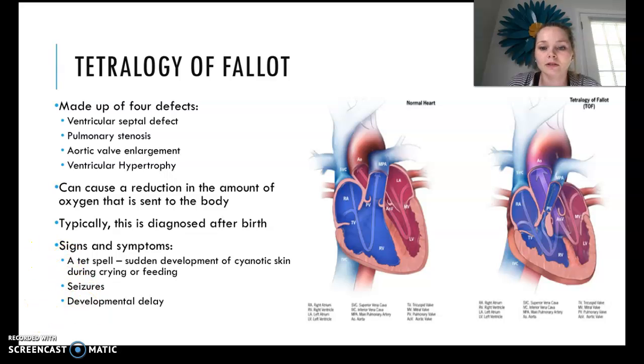Seizures and developmental delay. So you can see in this normal heart, all of these are connected correctly, but you have, let's see. Oh, there it is. Okay, so here you can see this is a defect right here, and your aorta should not have mixed blood. Your aorta should primarily have oxygenated blood, so you can see how it's kind of purple, and they're trying to signify that this is mixed blood, and you can see the septal defect in between the ventricles.